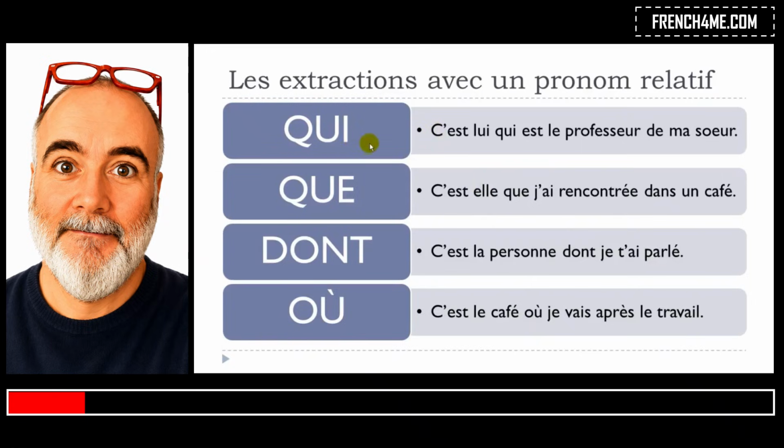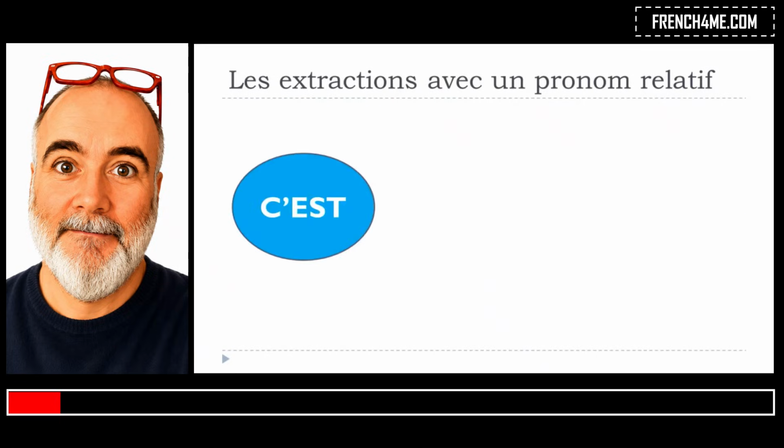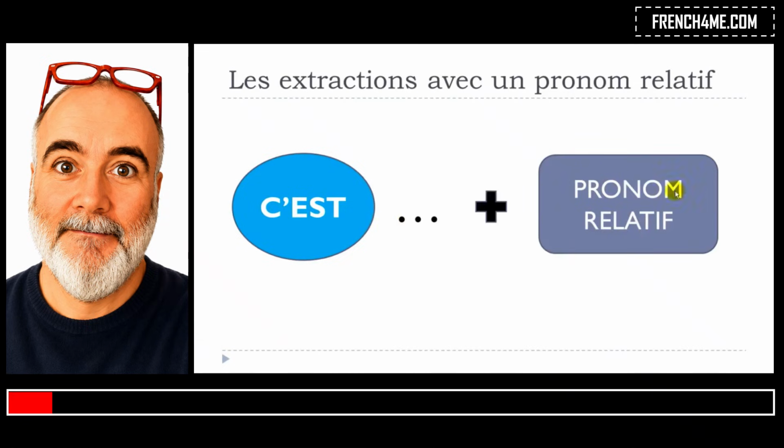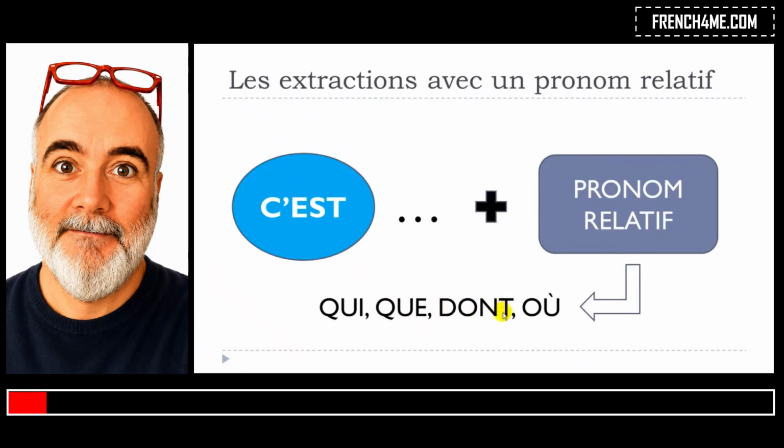Qui, que, dont, où. So remember, qui, subject, que, complément d'objet direct, dont, complément introduced by the preposition de, and then où, when it's a place. So, one more time, c'est, followed by le pronom relatif qui, que, dont, où.